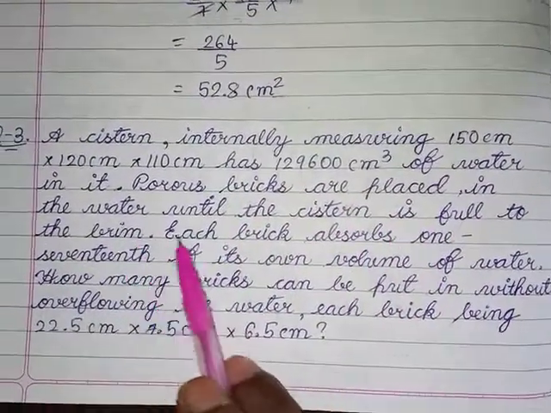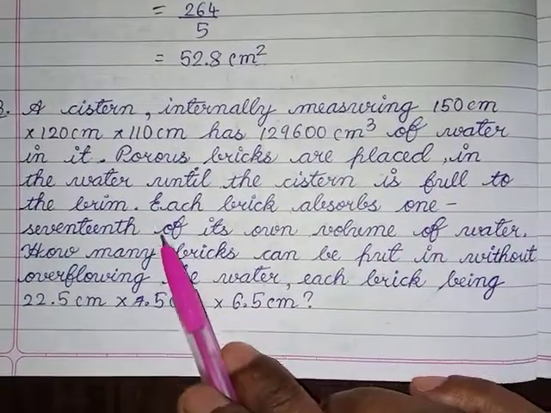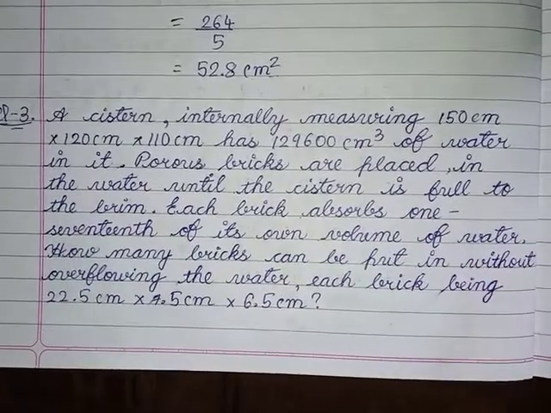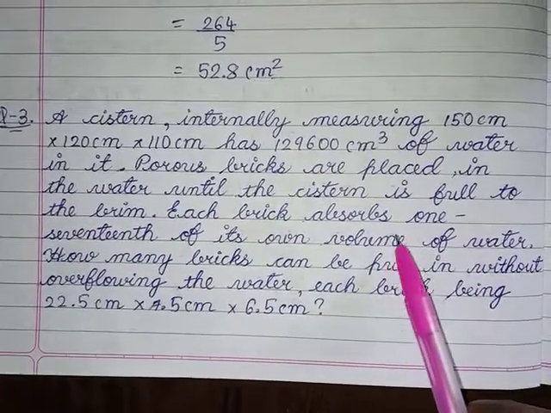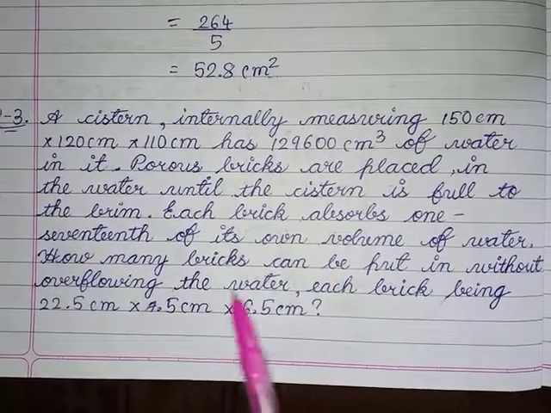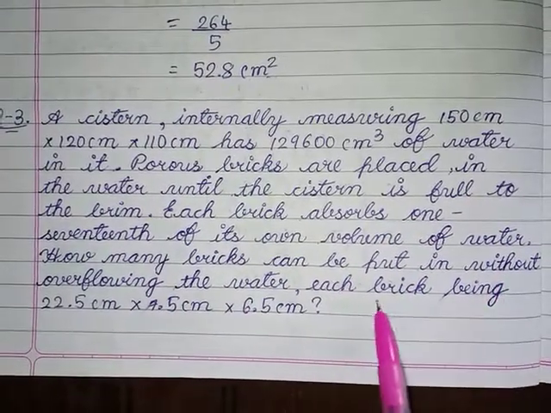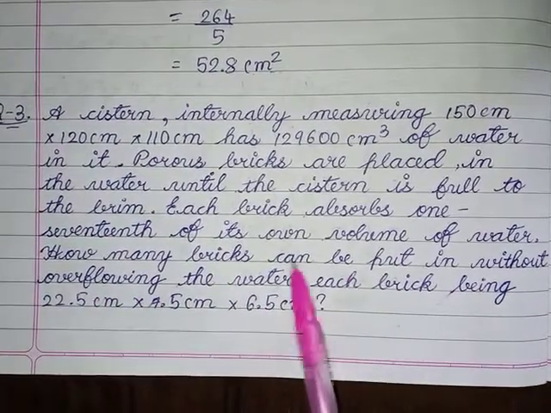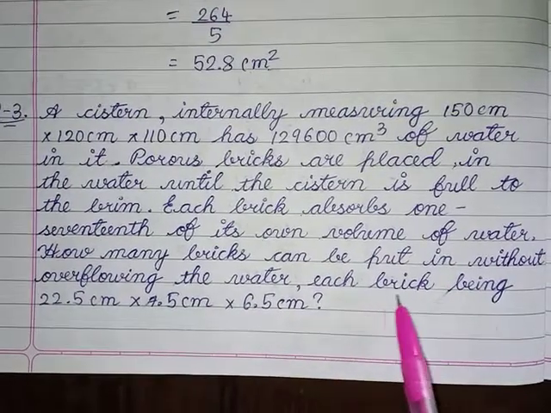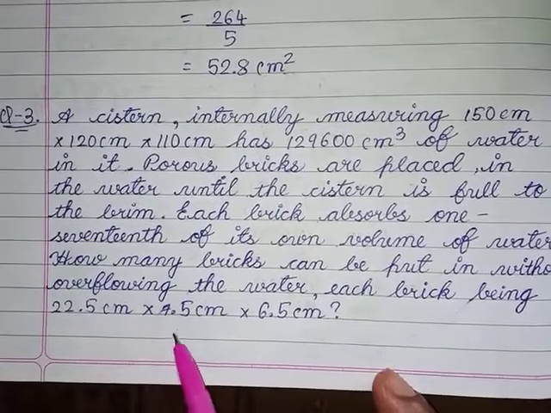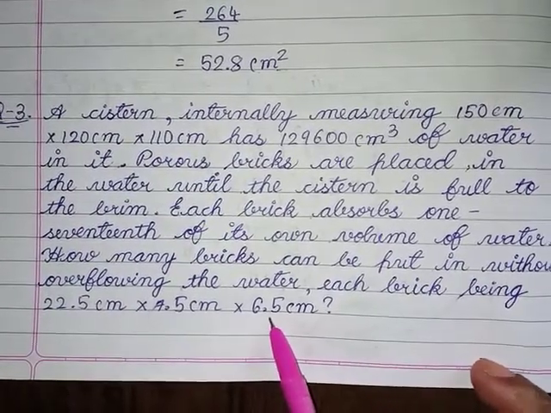So porous bricks are placed in the water until the cistern is full to the brim. Each brick absorbs 1/17 of its own volume of water. So what is the volume of brick? From this, 1/17 is absorbed by the brick. How many bricks can be put in without overflowing the water? Till the brim it has to be filled. Each brick being LBH is given 22.5, 7.5, 6.5 centimeter.